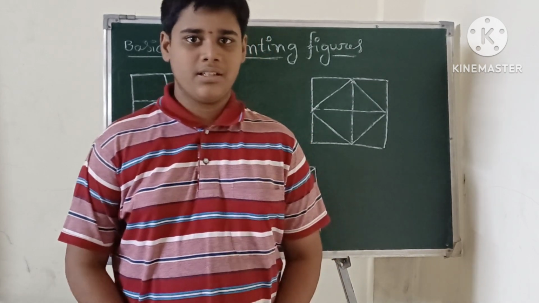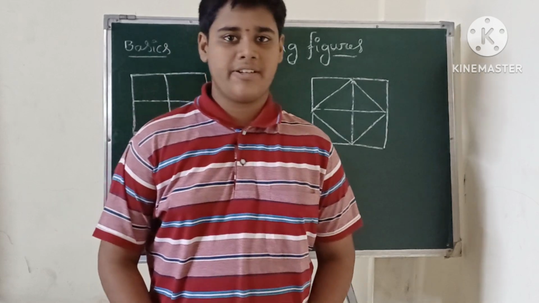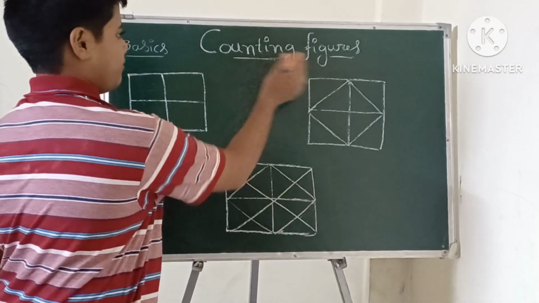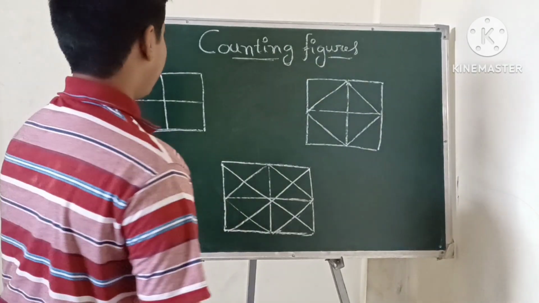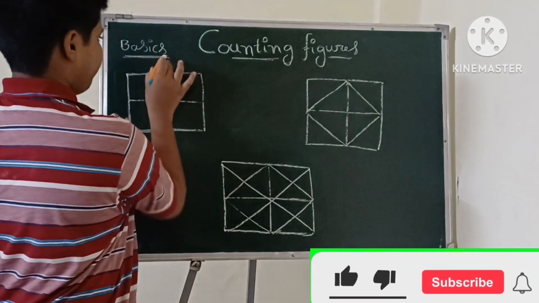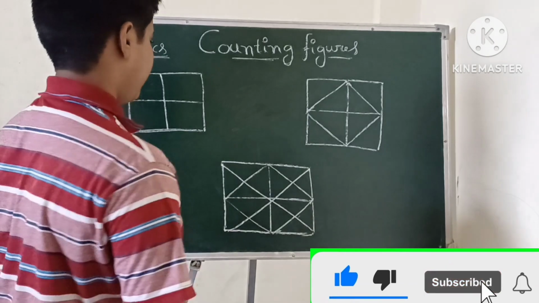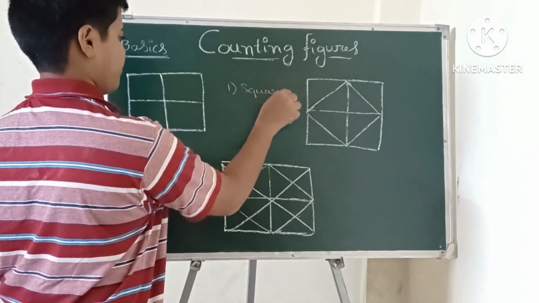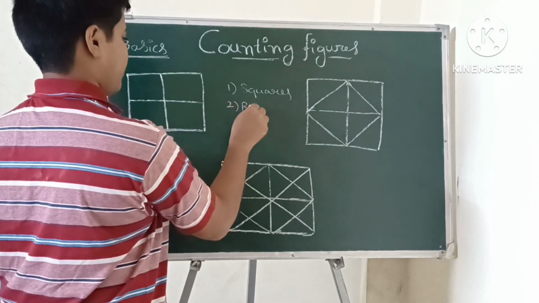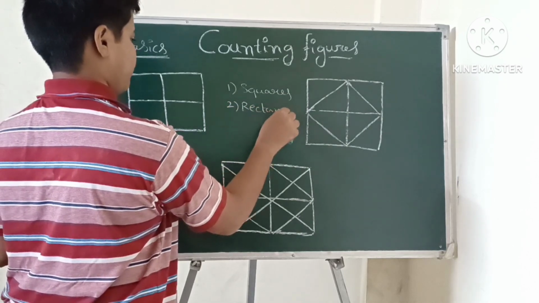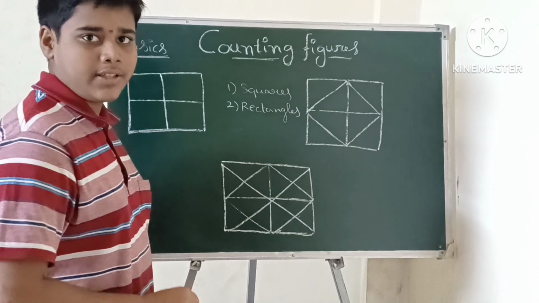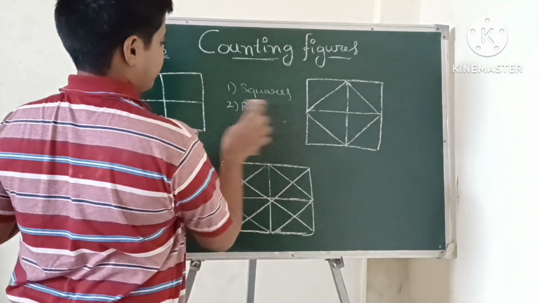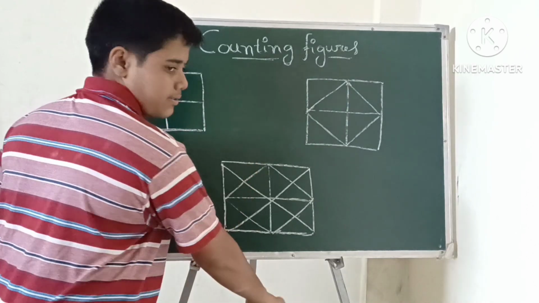I am Bala. Today I will explain about competitive exam reasoning syllabus, counting figures. So first we have to learn the basics. In basics, first one is squares, second one is rectangles. Okay, squares and rectangles. In this, first we have to learn about squares.